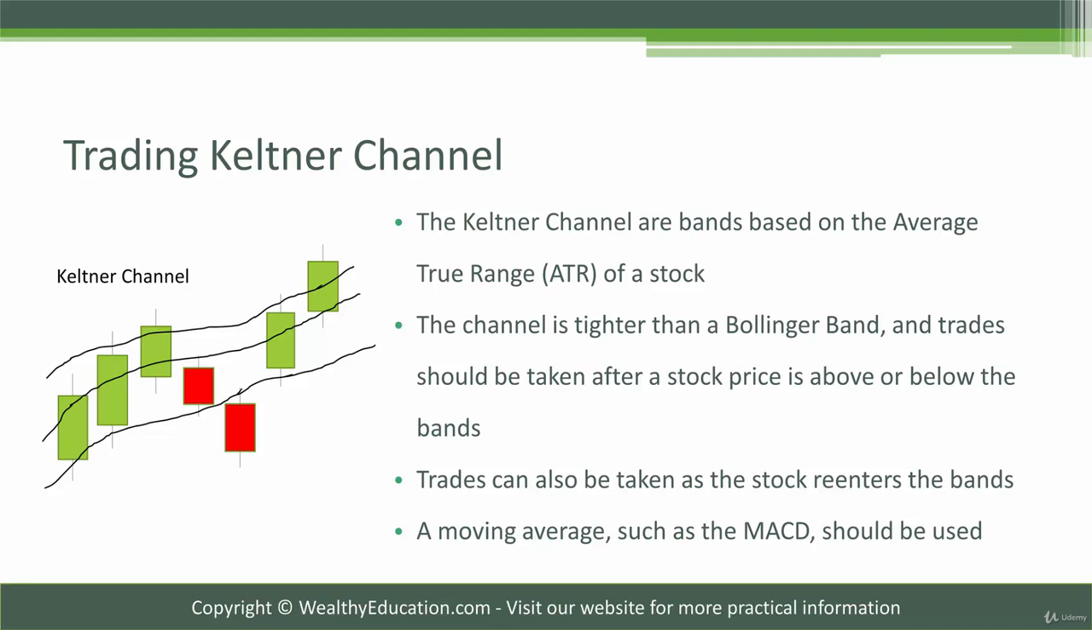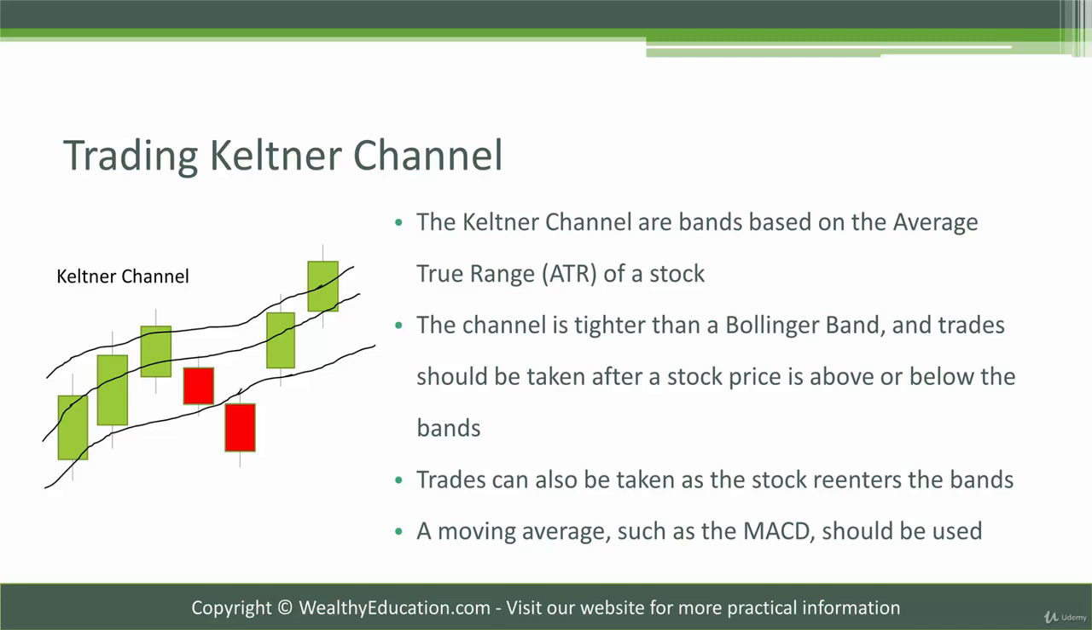The ATR channel is tighter than a Bollinger Band, and trades should be taken after a stock price is above or below the bands. When we look at the chart in just a couple of minutes, you'll see that in the Keltner channel, a stock will trade out of the channel and can trade out of the channel for an extended period of time. So unlike in Bollinger Bands, we're not going to take a trade immediately after the stock exits the channel. One way to trade the Keltner channel is actually to take a trade as the stock re-enters the band, and we'll see that on the chart.